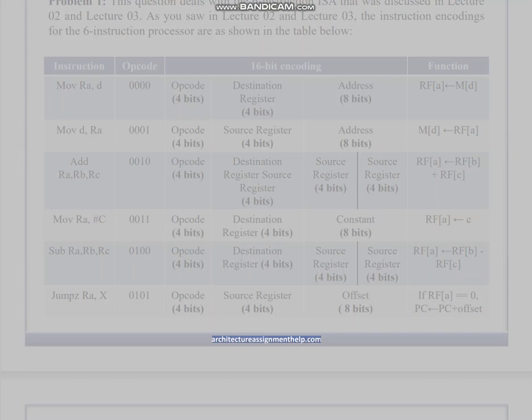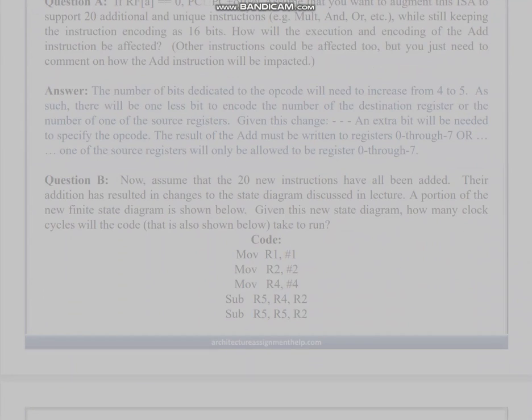Question A. Assume that you want to augment this ISA to support 20 additional and unique instructions, e.g. multiply, and, or, etc., while still keeping the instruction encoding as 16 bits. How will the execution and encoding of the add instruction be affected? Other instructions could be affected too, but you just need to comment on how the add instruction will be impacted.